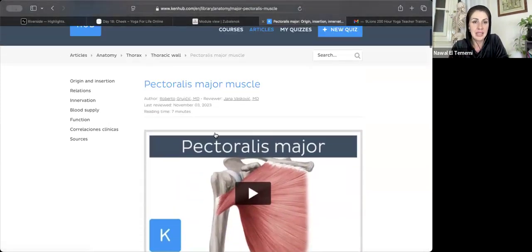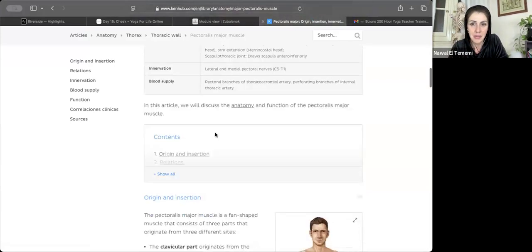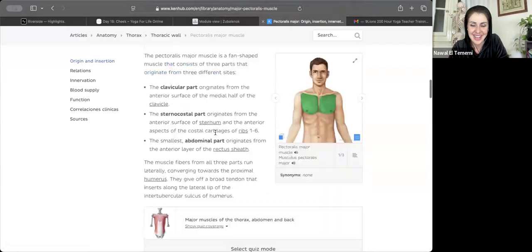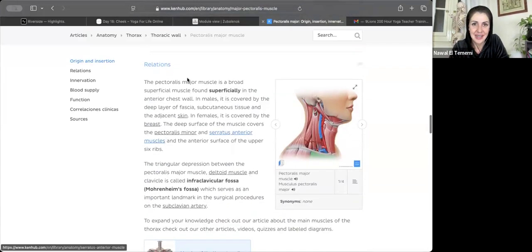Pectoralis minor, let's see if they have a picture for me on the same page, because that will be way better. That would be way easier.